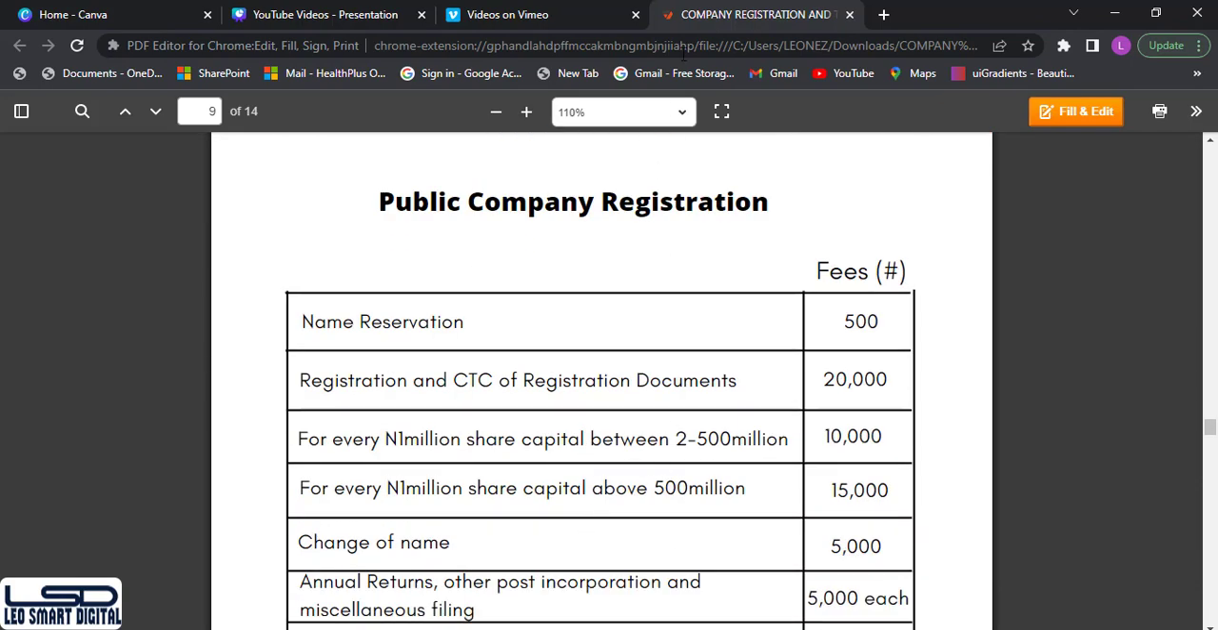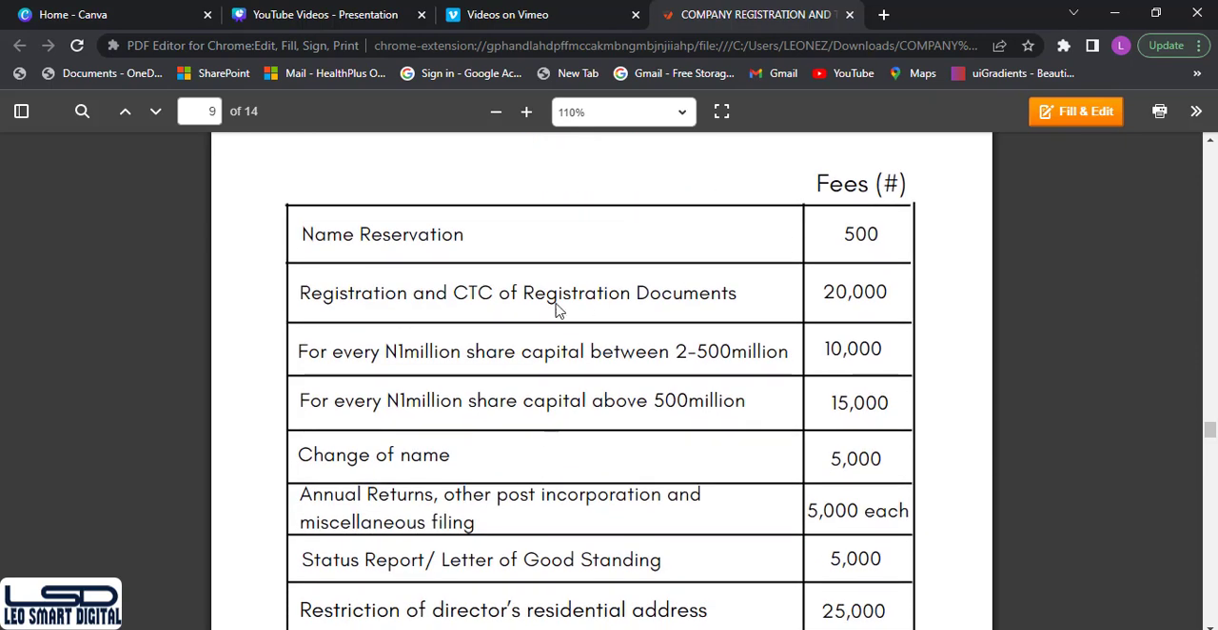Now look at the public company. Public companies are those companies whose shares are listed on the floor of the Nigeria Stock Exchange. The name reservation costs 500. Registration and CTC 20,000. Then additional 1 million shares, from 2 million to 500 million, each additional 1 million shares costs 10,000. Now above 500 million, each additional 1 million shares costs 15,000.